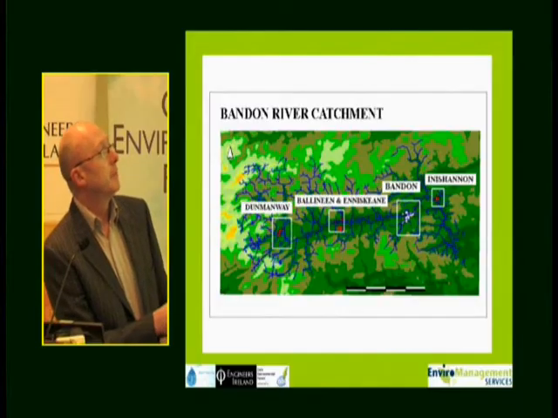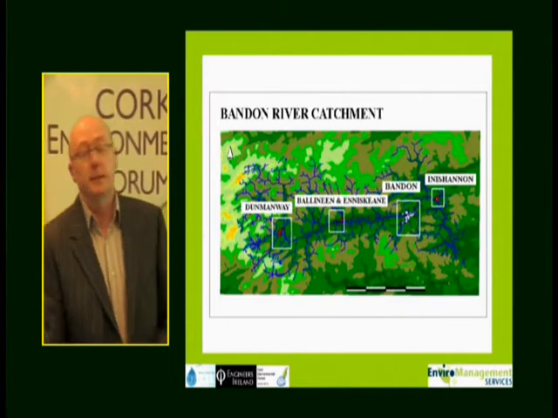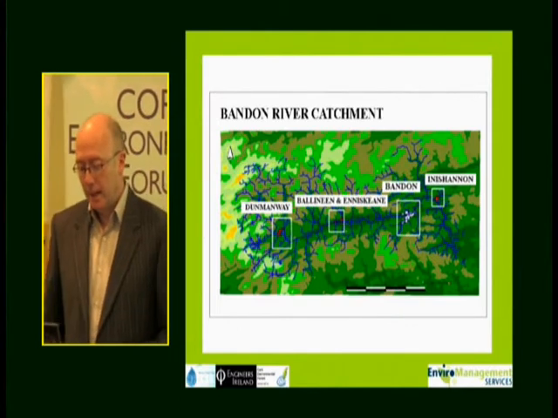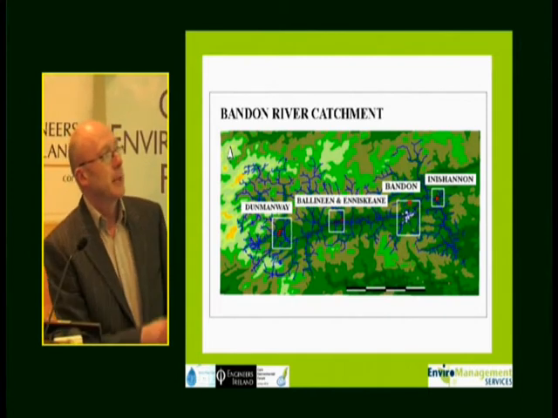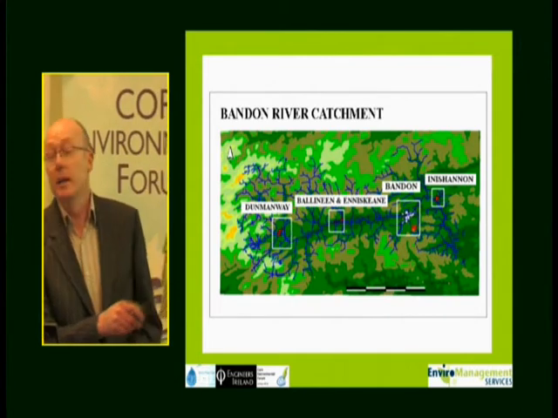But when you look at the catchment in terms of the main urban areas that are there, you have Dunmanway, Ballyneenan and Mesquite, Bandon itself, and Inishannon. And the main problem in terms of flooding has been in Bandon. This is the bottleneck for it. There has also been problems in Dunmanway and in Inishannon.